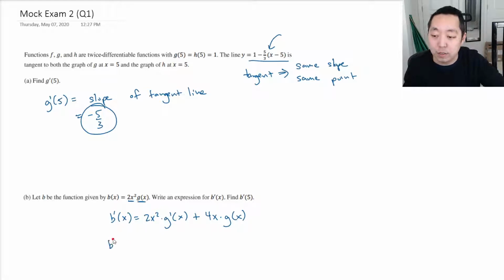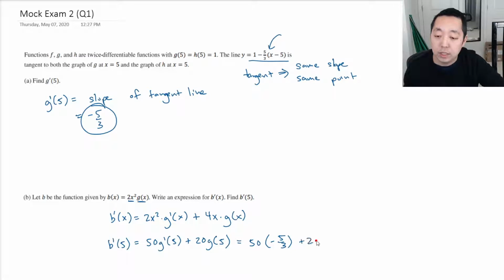And then you just need to find what it is at 5. So I'm going to do 2 times 5 squared, that's 50, times g prime at 5, plus 4 times 5, which is 20, times g of 5. I'm just plugging 5 into my expression here. Now, g prime of 5, we've already discovered, was negative 5/3. So I have that. Now, what about g of 5? Well, this is where we have to look at the... oh, actually, they tell it to us. Never mind. g of 5 is 1.